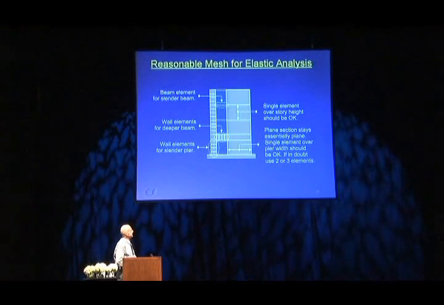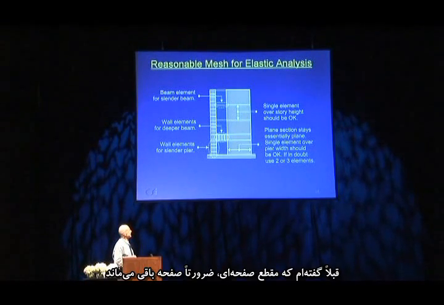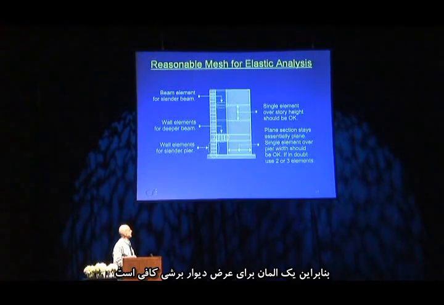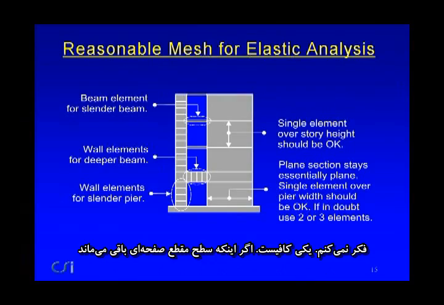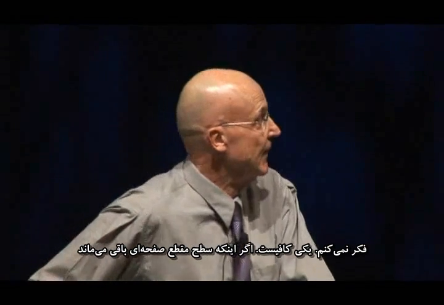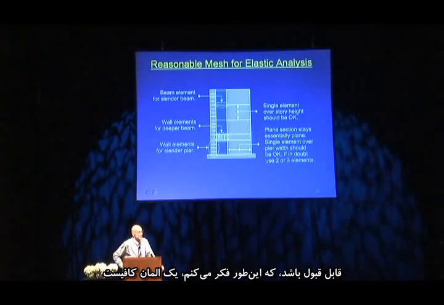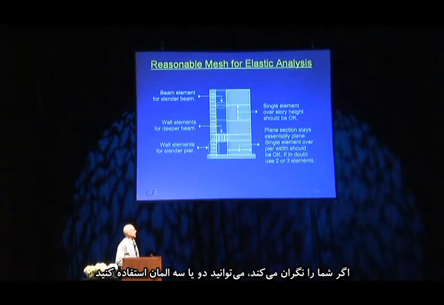Across the width, I've argued that plane sections remain essentially plane, so a single element over the shear width should be okay. You might think, gee, I really should have several elements over the width. I don't think so. One's enough. If it's reasonable to assume plane sections remain plane, and I think it is, 1 element should be enough. If in doubt, you might use 2 or 3 elements. I'd be inclined not to.